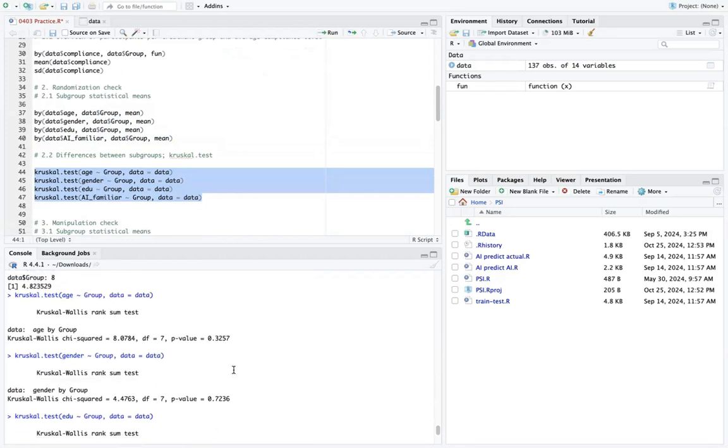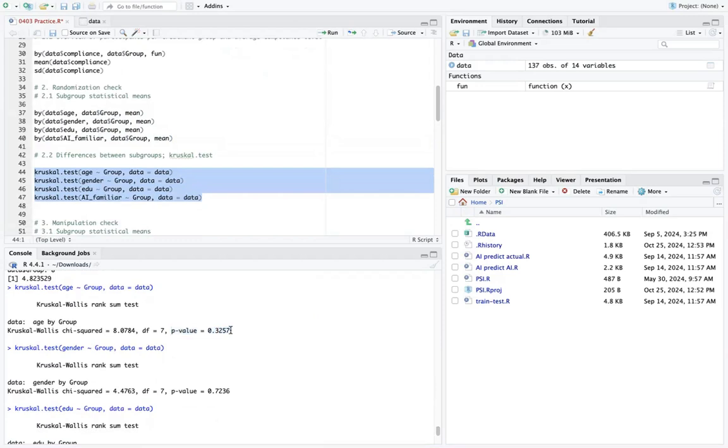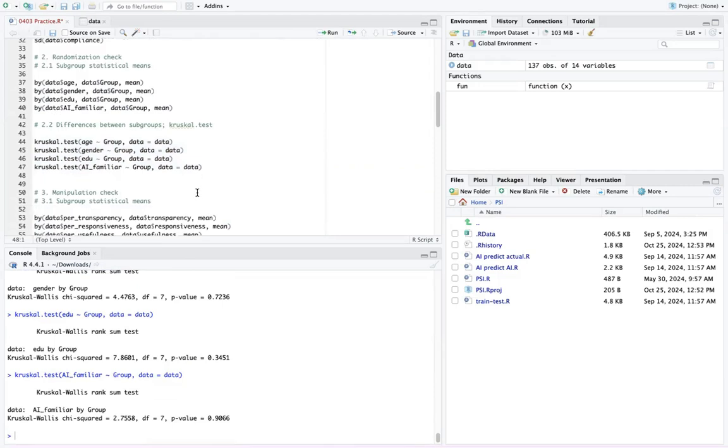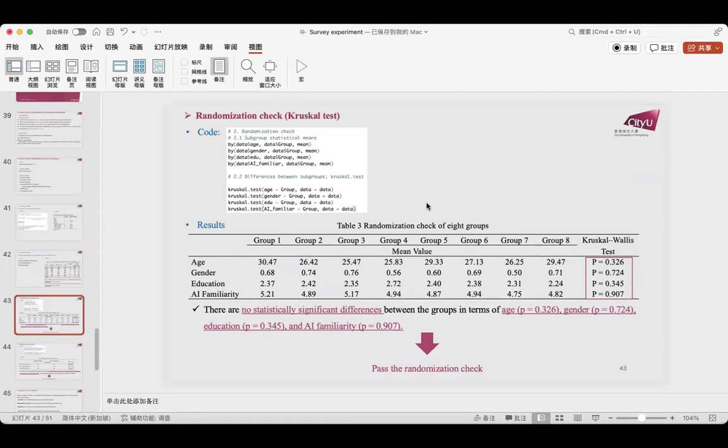Then we can see that the result shows the p-value is larger than 0.1, which means there are no significant differences among these demographic variables among the participants in different groups. So we can show this in our report: the randomization check of the 8 groups shows there are no statistically significant differences between the groups in terms of age, gender, education, and hair familiarity. So we can say that this passed the randomization check.